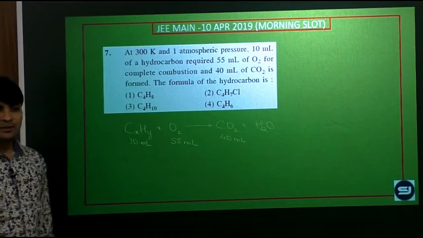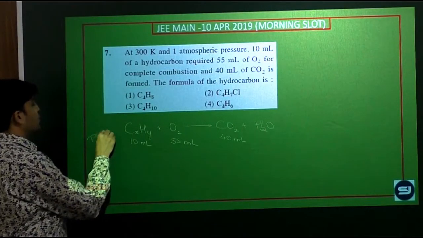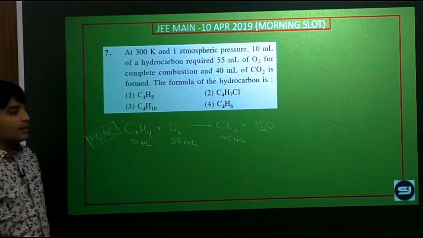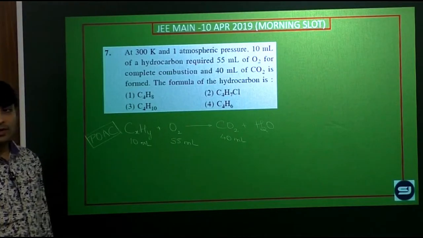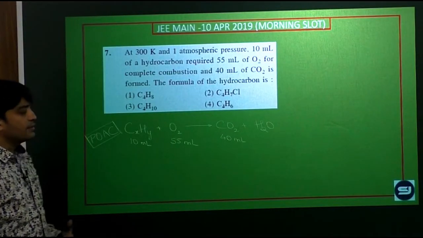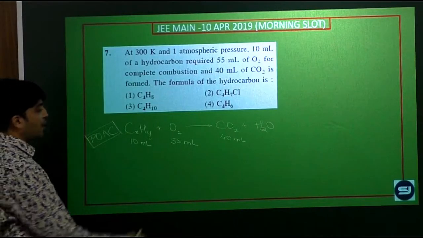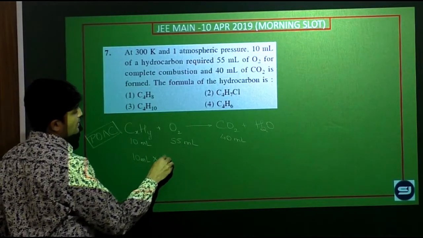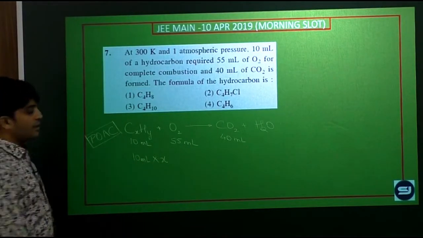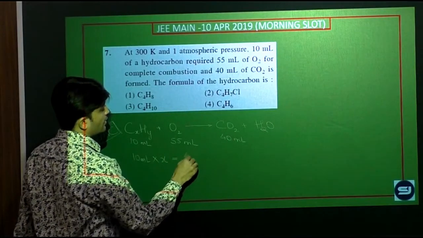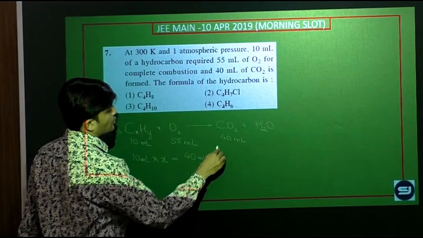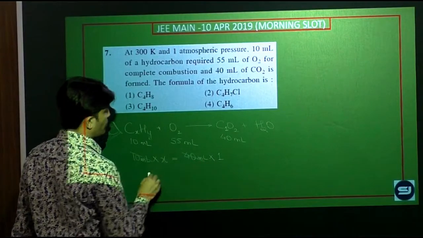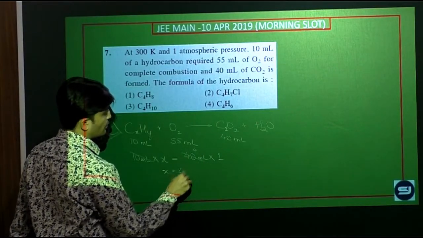Now, we can solve this question in a simpler manner by the concept of POAC, which is principle of atoms conservation. Simply we have to equate the carbons on the left and the right, and as per POAC we can get the value of x. For the hydrocarbon the volume is 10 ml, and the number of carbon atoms in the hydrocarbon is x. That should be equal to CO2 on the other side having a volume of 40 ml into the number of carbon atoms in CO2, which is 1. So this simply gives you the value of x equals 4.